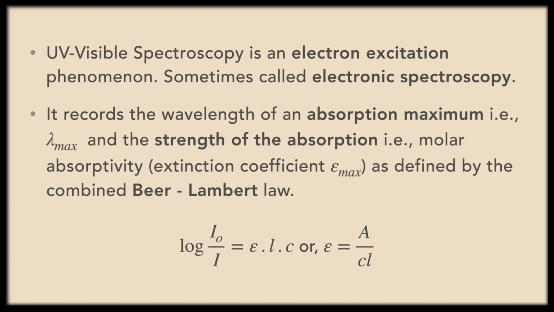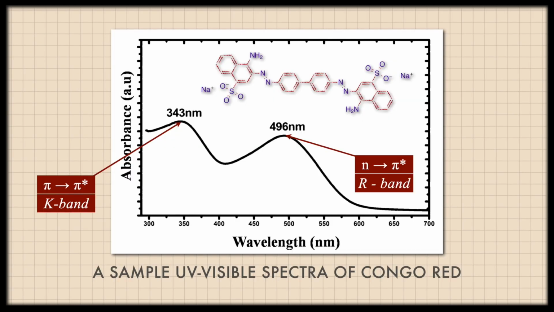So in simple words, epsilon gives you the intensity of the absorption, while lambda max gives you the wavelength of the absorption. In spectroscopy, the higher the intensity, the more it is an allowed transition. If the intensity is very low, it's called a forbidden transition. So let's look back at that spectra. Here we see that the K band has higher intensity than the R band.